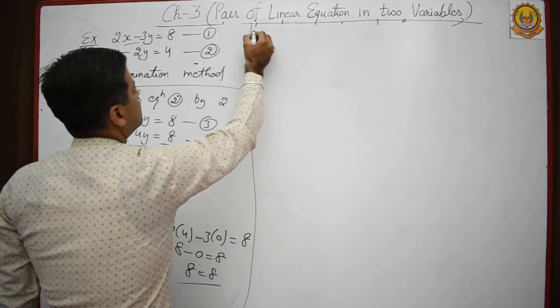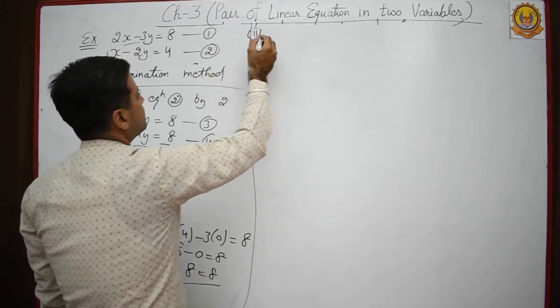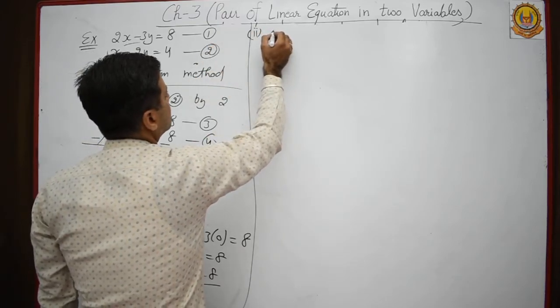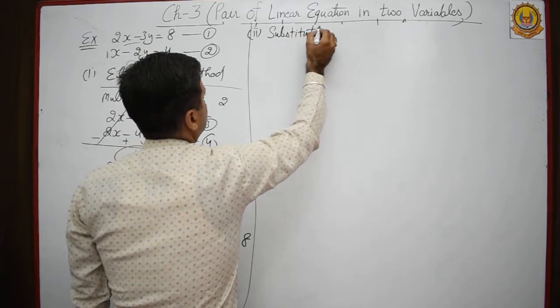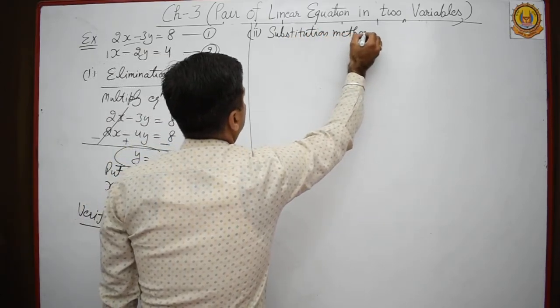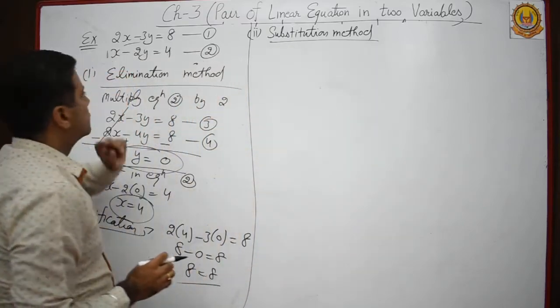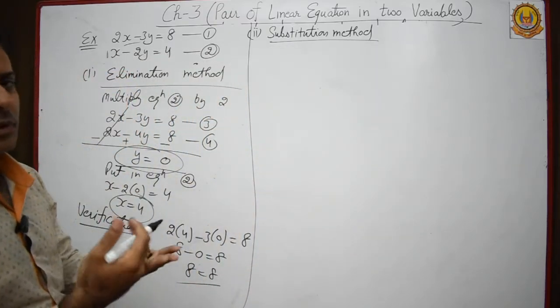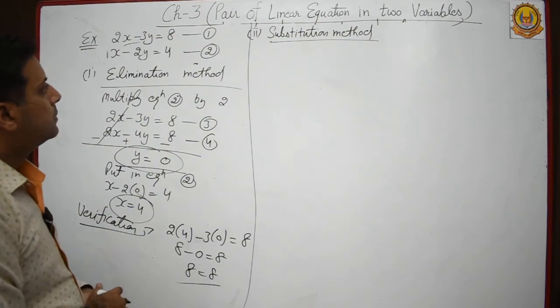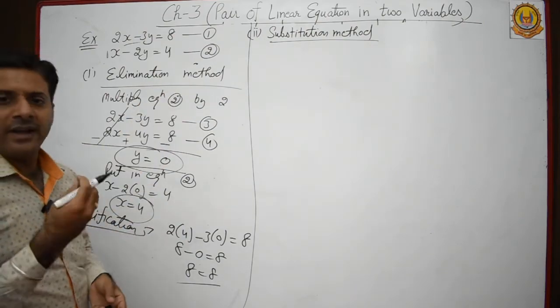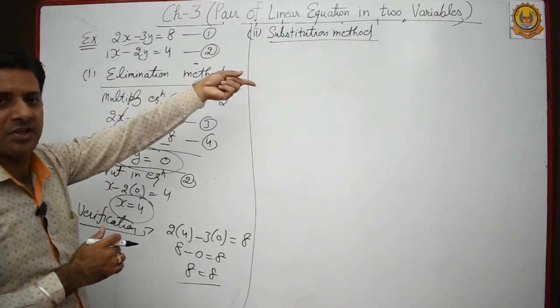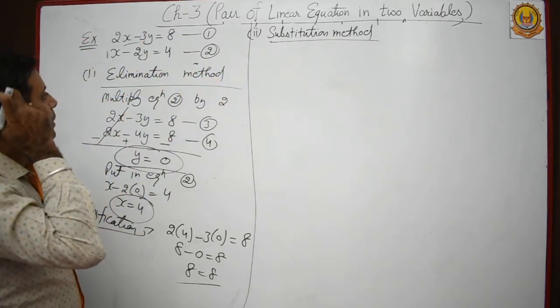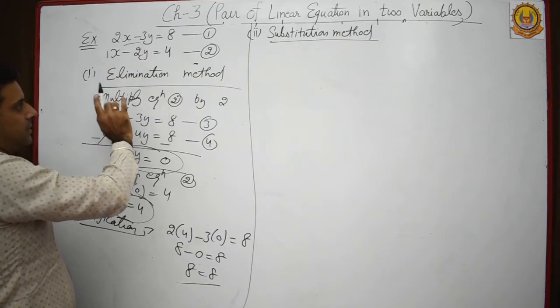Now the second method. The second method is the substitution method. In this method, substitution means to put a value. So I will take the value of any variable from any equation, and I will substitute this value in another equation. Suppose I have to find the value of x.